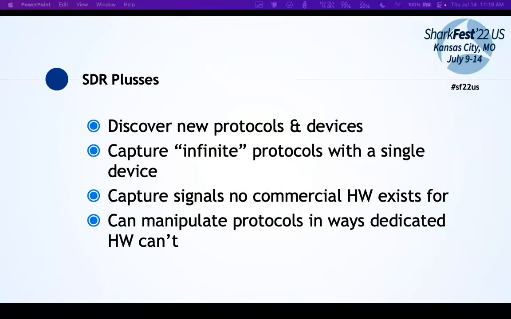So on the plus side, in SDR, you can discover new protocols and new devices that you haven't seen before. Some new random consumer light switch controller or something. You can capture effectively infinite protocols with a single device, because you can write whatever demodulation and decoder for the protocol you want. You can capture signals where there's no commercial hardware. Like, you can't go and buy a network card that captures weather stations, but you can go buy an SDR and do that. And you can manipulate protocols in a way dedicated hardware can't. So if you're doing more advanced stuff where you're transmitting, you can create packets that Wi-Fi firmware wouldn't let you create because they're not really valid, but you want to send it anyway. You can do that with something like an SDR.